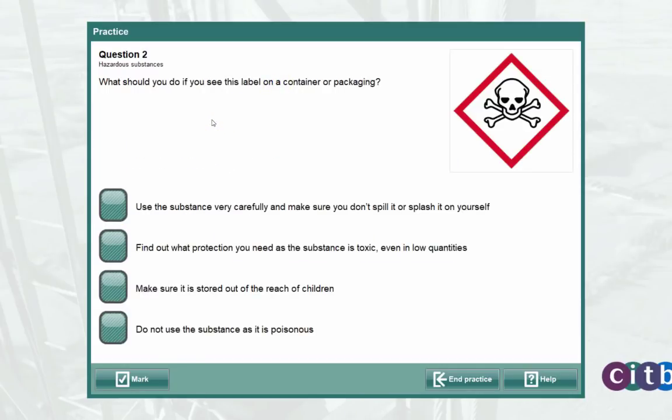What should you do if you see this label on a container or packaging? Use the substance very carefully and make sure you don't spill it or splash it on yourself. Find out what protection you need, as the substance is toxic even in low quantities. Make sure it is stored out of the reach of children. Do not use the substance, as it is poisonous.